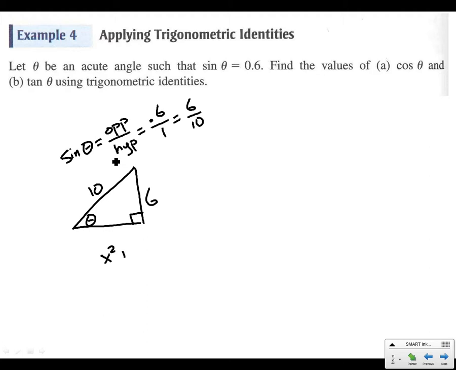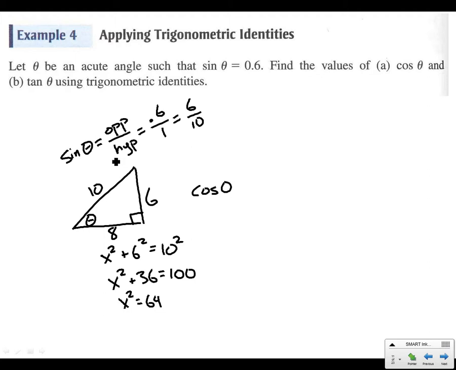And I want all 3 sides of the triangle, so I'm going to go Pythagorean. X squared plus 6 squared is 10 squared. This is a Pythagorean triple. It's going to end up being 8. I'll do the math all the way out. X squared equals 64. So it's going to be 8 for our adjacent here. Okay? So let's find cosine and tangent.